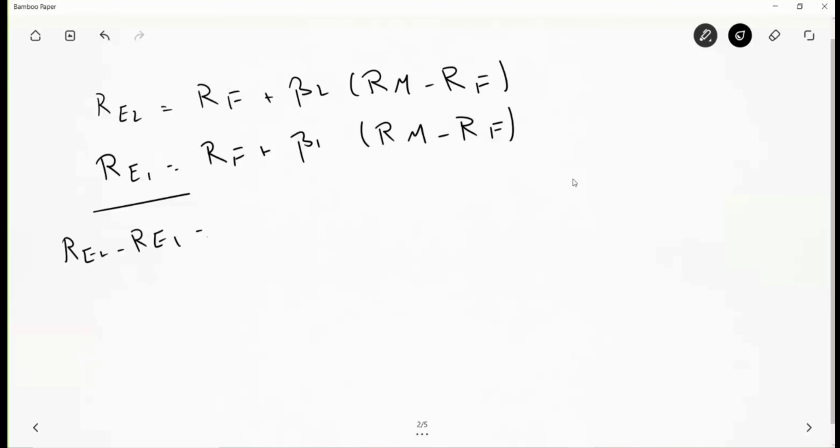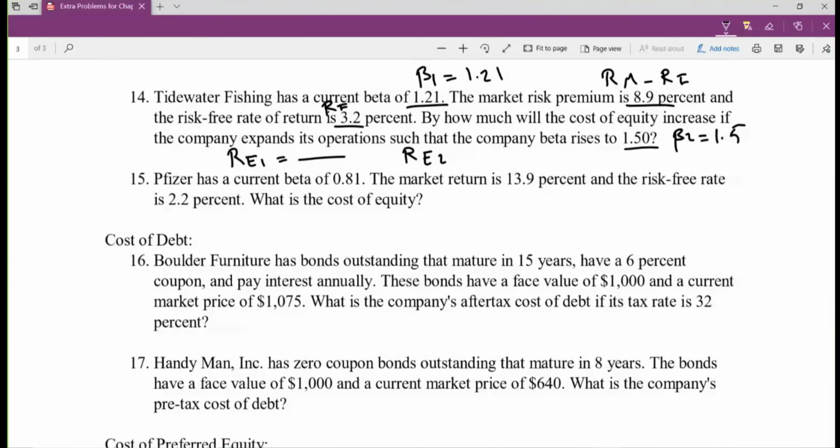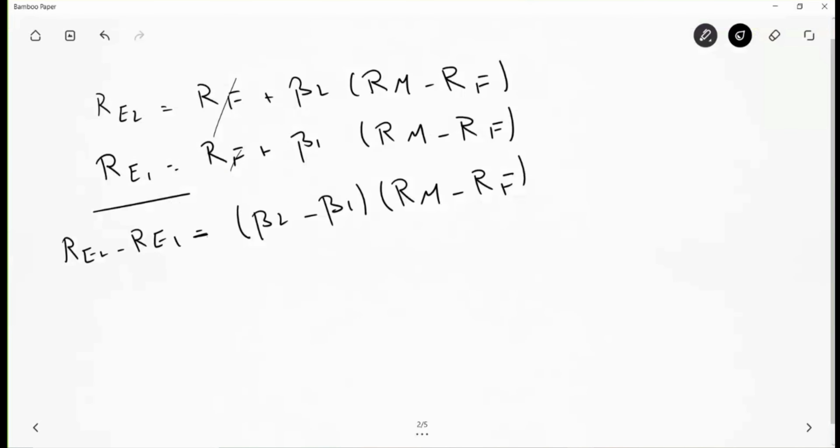this is equal to RF minus RF, those two will cancel out. I will have beta 2 minus beta 1 times RM minus RF. So here I have beta 2 is 1.5 and 1.21.